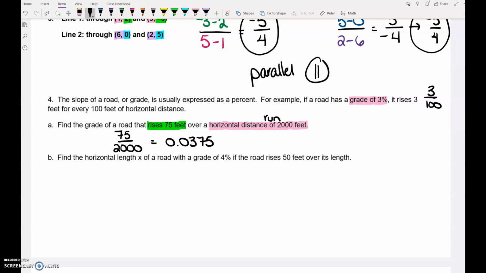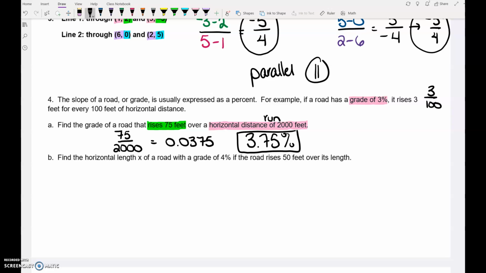How do we change 0.0375 into a percent? Multiply by 100 or move the decimal point 2 places. This is 3.75%.